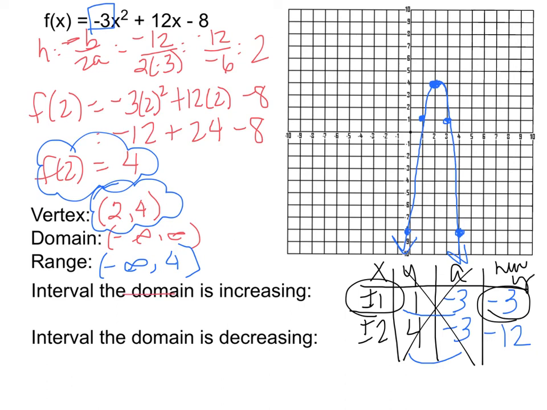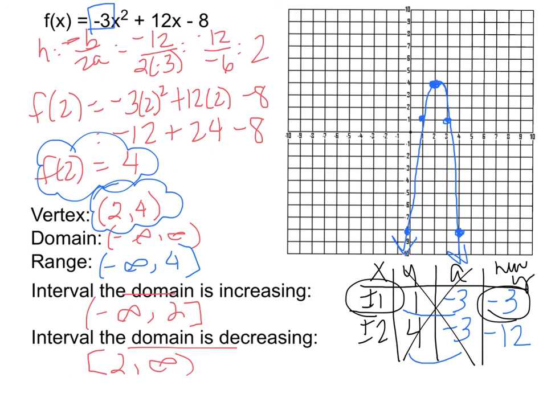The interval of the domain is increasing and decreasing. If I'm going to put my finger on the graph and I'm going to go from left to right, what motion am I doing here? Increasing. And then once I hit my vertex, what motion am I doing? Decreasing. Good. So the interval from which my function is increasing is going to be from negative infinity all the way up to 2, because that's the domain, that's the x value, and then it's decreasing from 2 to infinity.